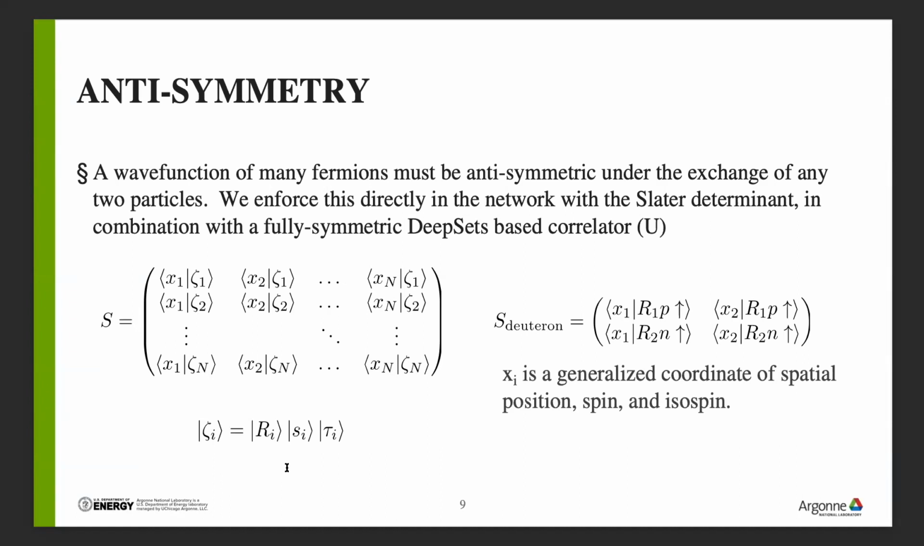Basically, the rows of the matrix are single particle states. The columns are individual particles. So if you take any two particles and exchange them in this matrix, and then take the determinant, that's just flipping two rows or two columns of the matrix, and the determinant changes sign when you do that. So this gives us anti-symmetry built in. For example, the deuteron on the right is just two nucleons, a proton and a neutron. You would take the determinant of that small matrix there, just 2 by 2. But in principle, this scales to arbitrarily large matrices.